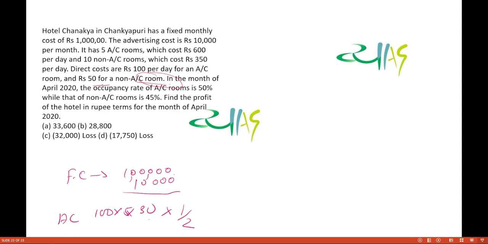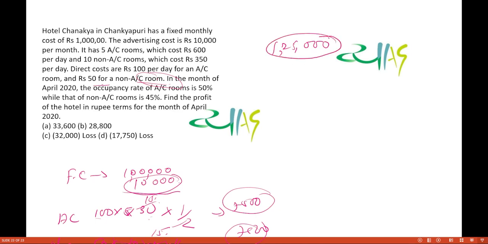Okay. For AC room, for non-AC room, direct cost is 50. How many rooms are there? 10. For how many days? 30 and divided by 1 by 2. So this will come equal to be how much? I think 7500, because this will be 15, then 75, so 7500. Similarly, this one will be 15 into 5, so this will also be 7500. So the total cost, this much is 15,000, this much is 10,000, okay, so 1,25,000 cost is there.